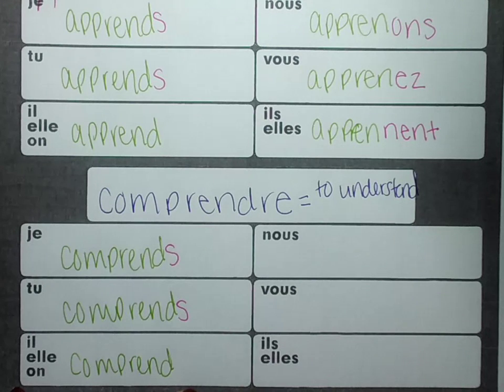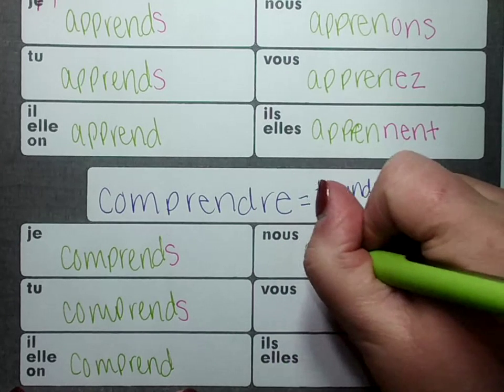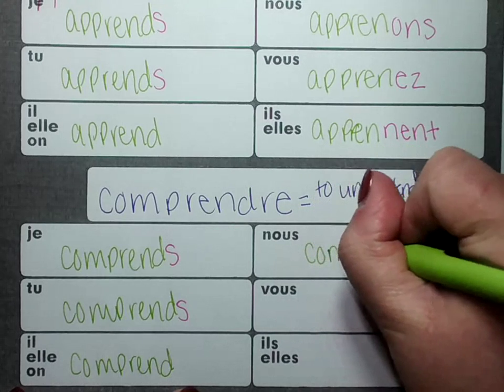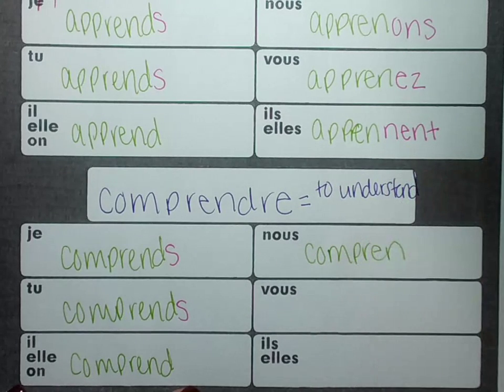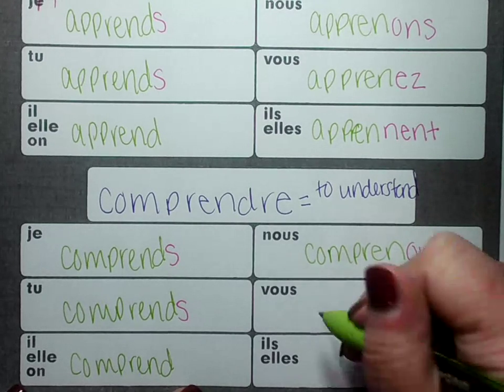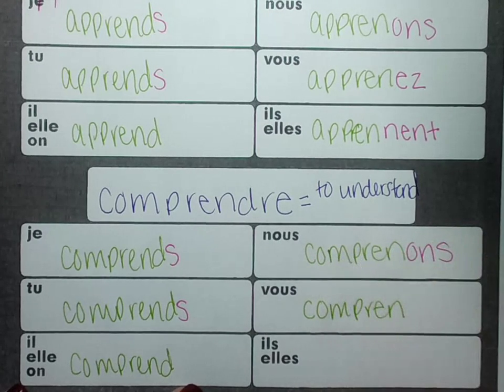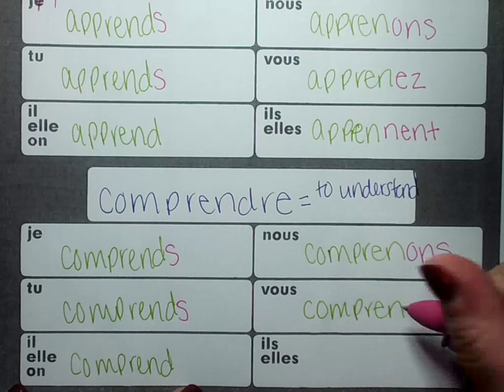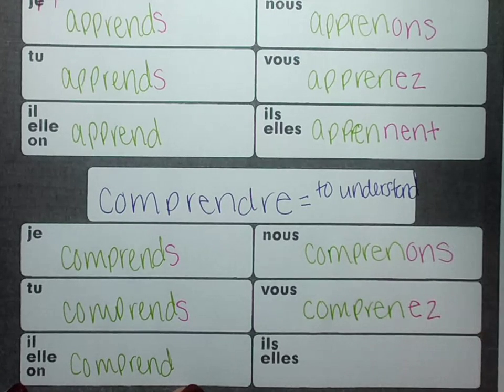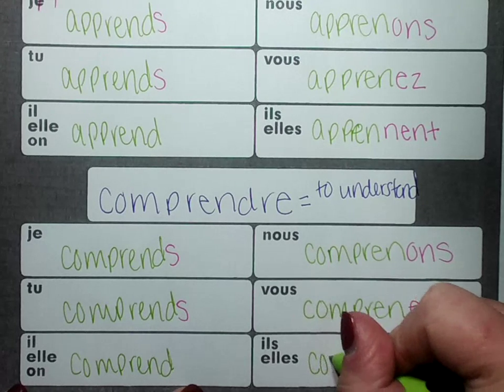For nous, vous, ils, elles, plural, remember we don't like Dre, so we're dropping the DRE and we're left with our stem, comprend. We're going to add our ending onto the N, O-N-S. Vous, drop the DRE. And vous is so easy because all we're going to do is add EZ. And our last one, ils and elles, plural.